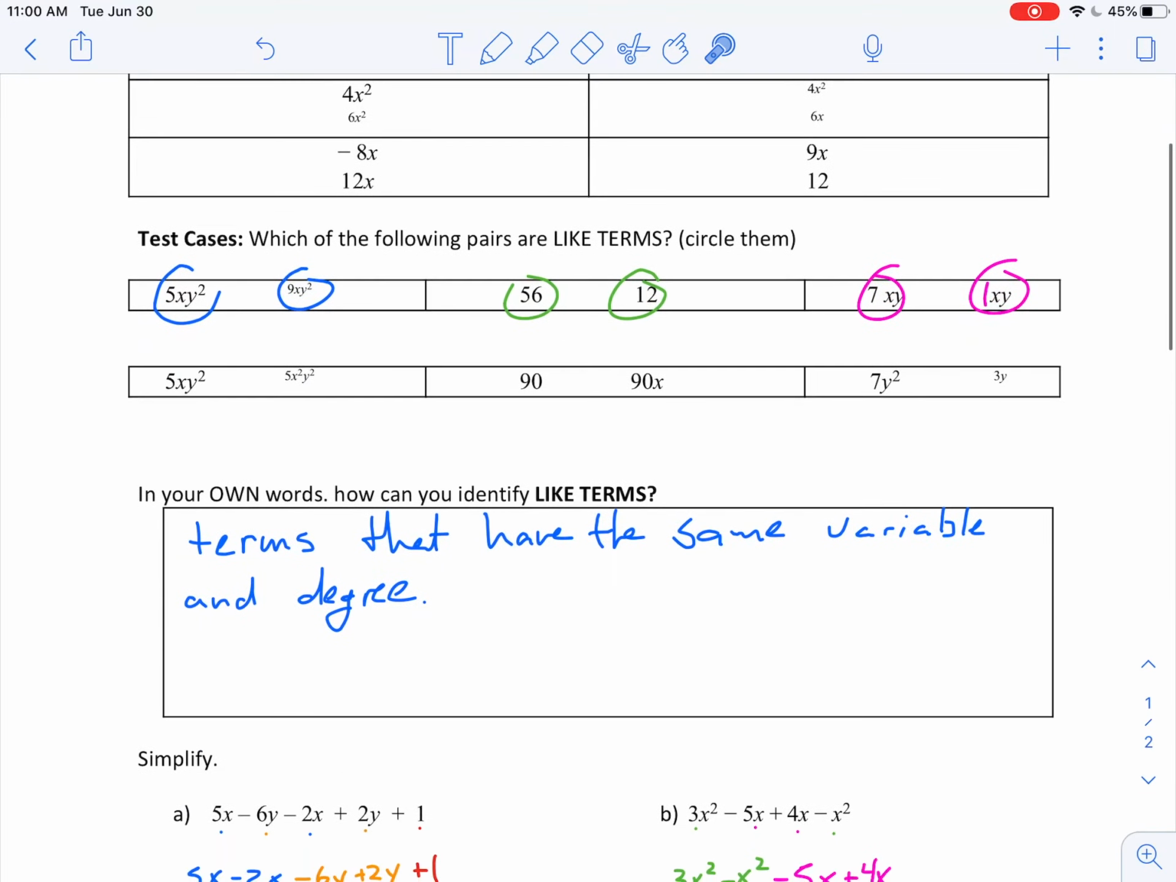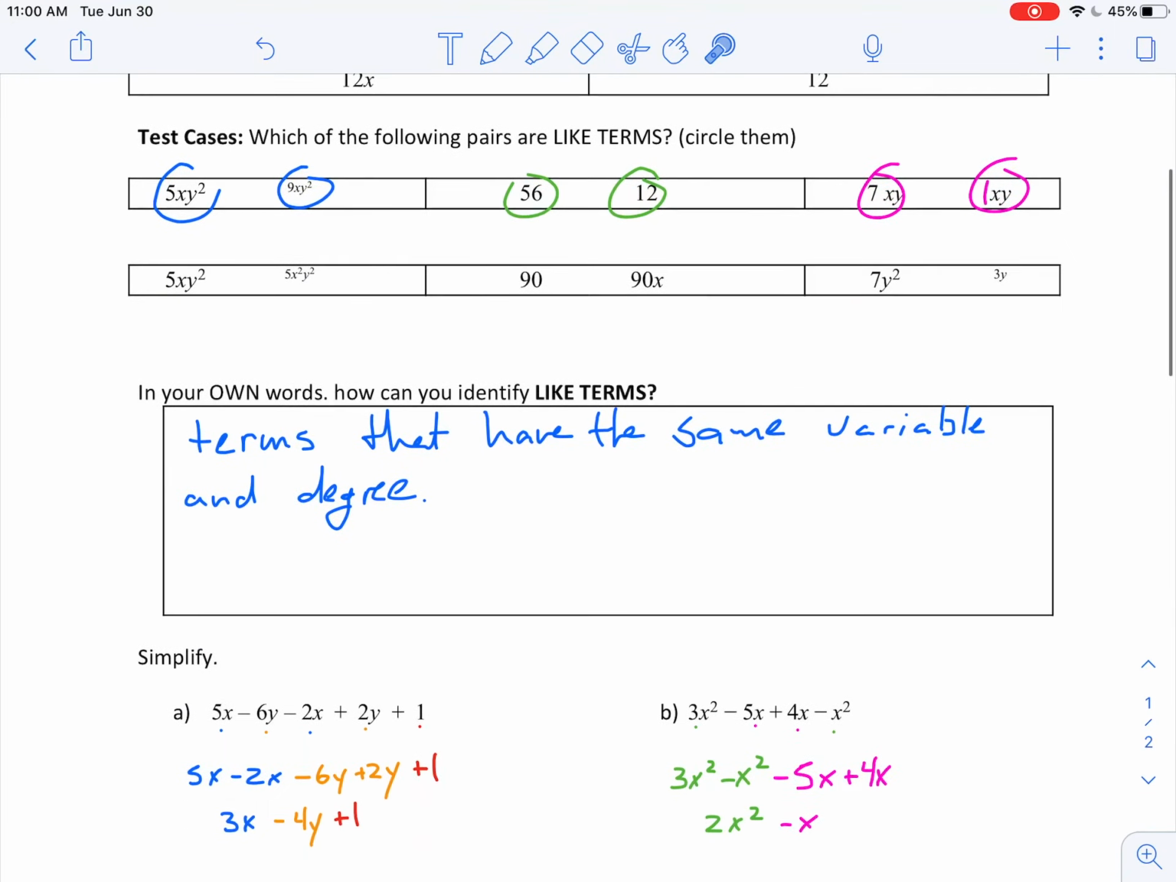So in our own words, how can we identify like terms? Terms that have the same variable and degree. If you want to think of it a different way, that's totally cool.